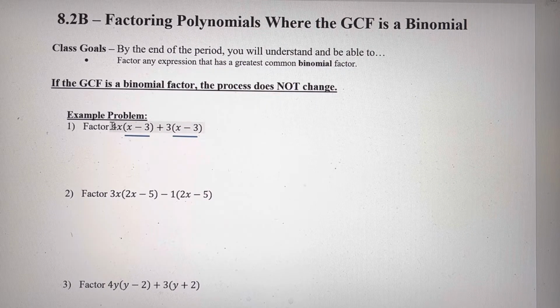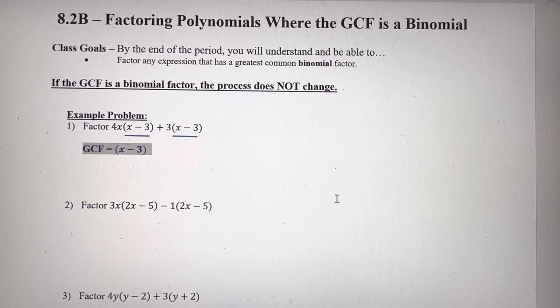It's what both of these terms have in common. So you want to think of this 4x times x minus 3 as one term. This 3 times x minus 3 is another term. So they have that x minus 3 in common. In this case, that x minus 3 is the common factor. It happens to be a binomial factor, but the process doesn't change. So my GCF is x minus 3.